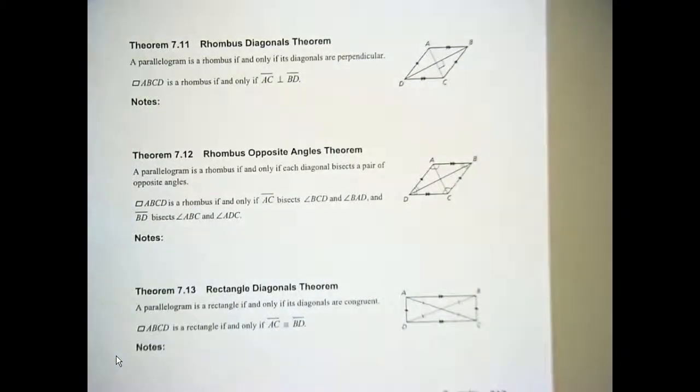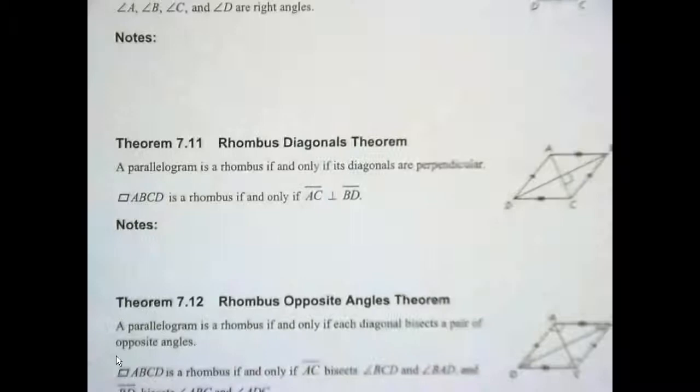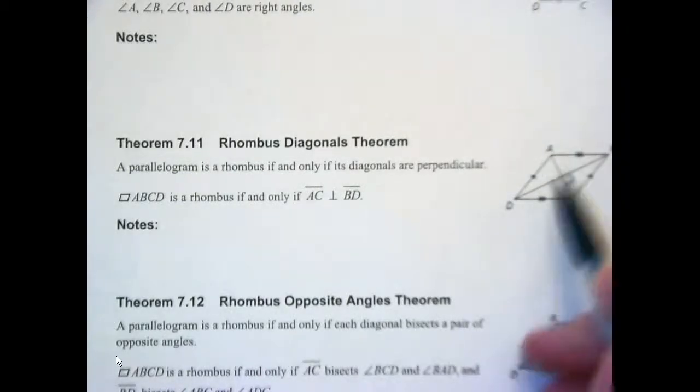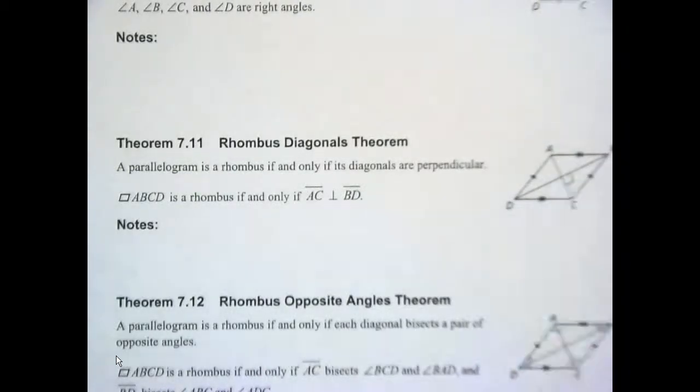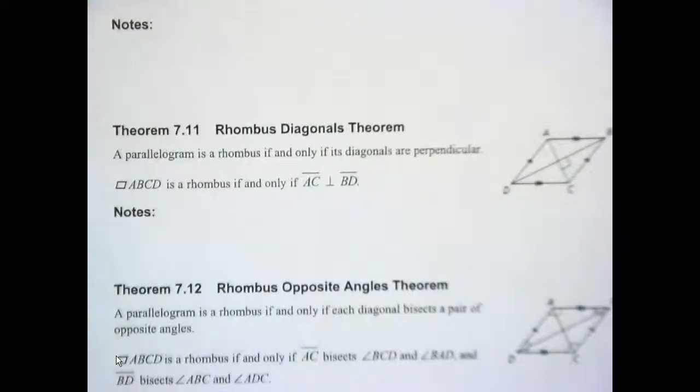Hey, guys, let's go through these real quick. Theorem 7.11, the rhombus diagonals theorem. A parallelogram is a rhombus if and only if its diagonals are perpendicular. So if the diagonals cross at a right angle and it's a parallelogram, then it's a rhombus. That's one way of showing it's a rhombus, is perpendicular diagonals.